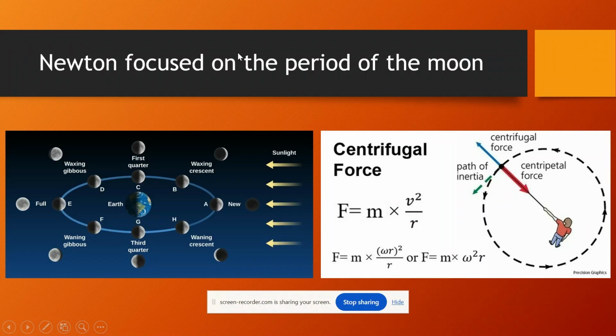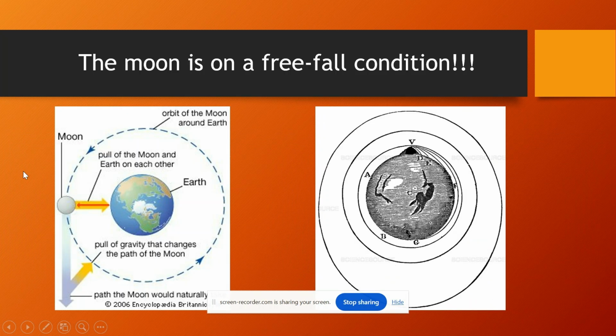For the case of Newton, for his formulation of gravity, he focused on the period of the moon. He knew perfectly that the same force which keeps the moon in orbit is the same force which pulls the objects down. He realized that the moon was in an equilibrium condition, with the centrifugal force equal to the gravitational attraction. And this is how Newton formulated his theory of gravity.